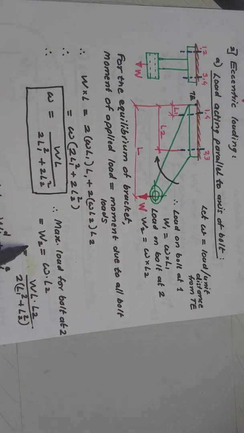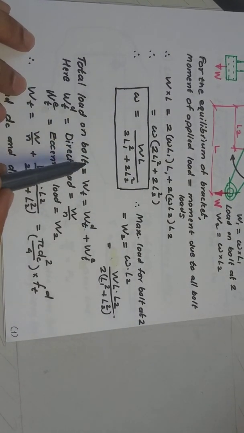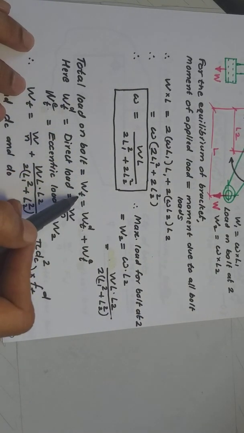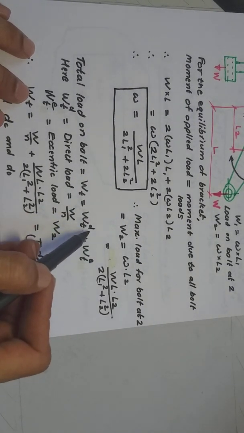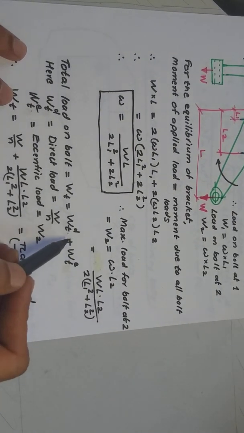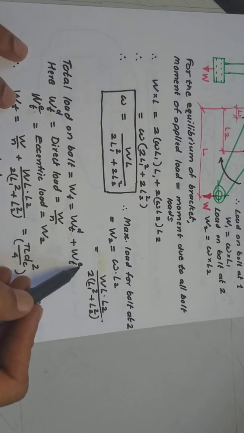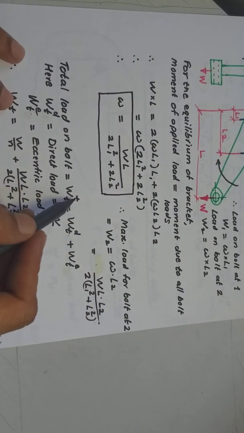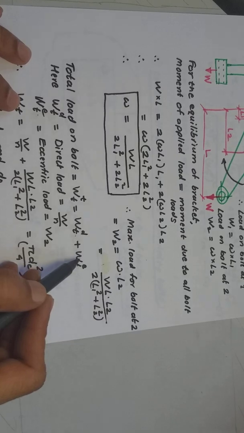Now what is the total load? Total load on the worst bolt. The worst bolt is the bolt at 2. So the total load on the bolt at 2 is given by W total, which is WT direct load plus WT eccentric load. Here I am writing T for tensile load, so W tensile load due to direct, W tensile load due to eccentric. This is the W tensile load total. T for tensile, T for total. So the total tensile load on the bolt at 2 is equal to WT direct plus WT eccentric.